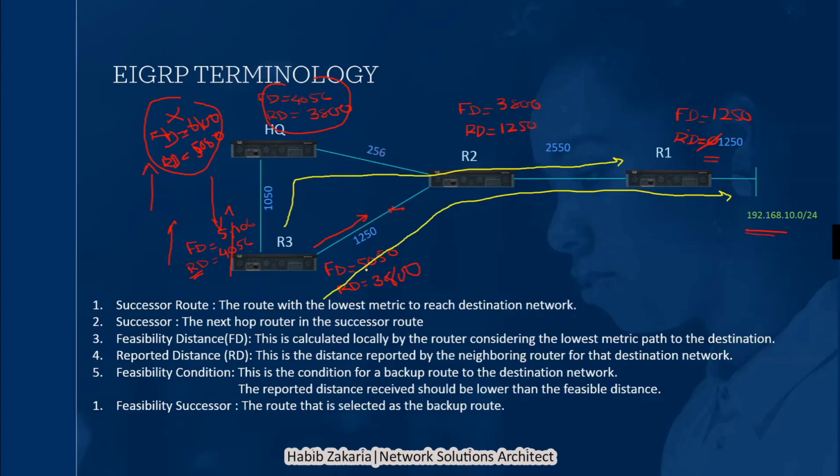On another condition here that we saw also is how the router maintains a loop-free network. When we looked at it from the HQ perspective, we noticed that the advertisement that HQ was getting from R3 was not acceptable because the reported distance was higher than the actual feasibility distance, right? So this type of condition is not accepted, and that's how EIGRP maintains its loop-free network.